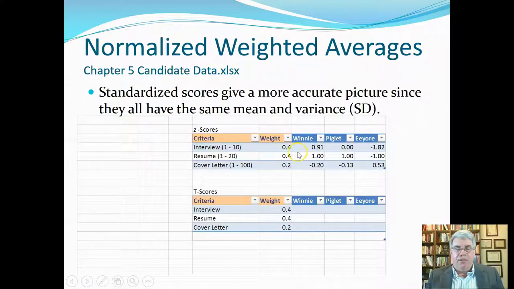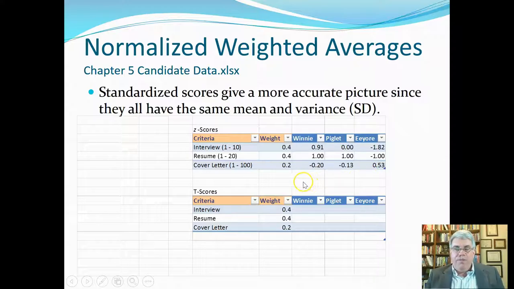So let's suppose we've already converted the raw scores into z scores. And we can see that Winnie did very well on the interview. He was almost one standard deviation above. Piglet did average, and Eeyore was a disaster. On the resume, Winnie did very well, and so did Piglet. Eeyore didn't do very well on the resume. However, on the cover letter, both Winnie and Piglet didn't do very well, but Eeyore had a pretty classy cover letter. He had Al proofread it for him.